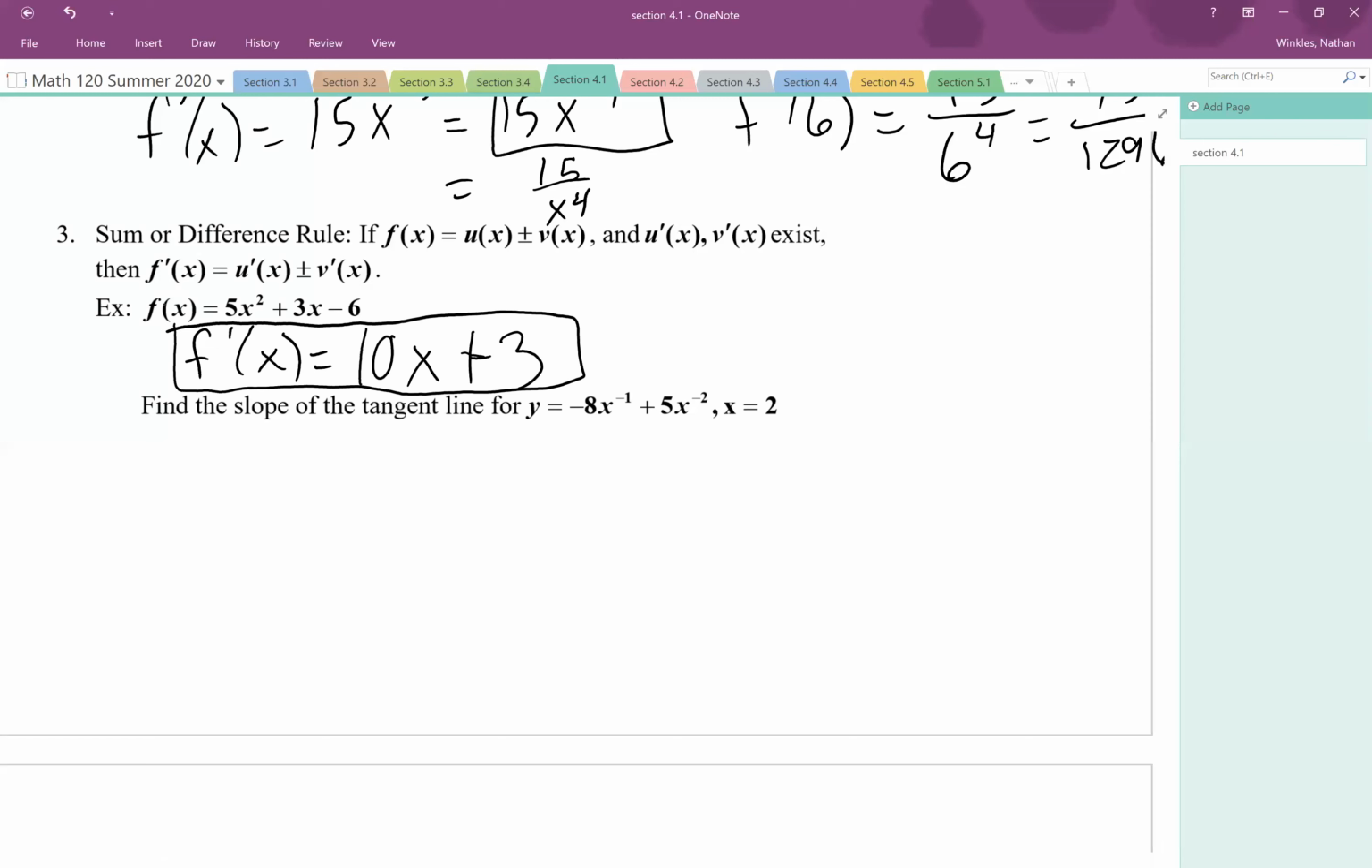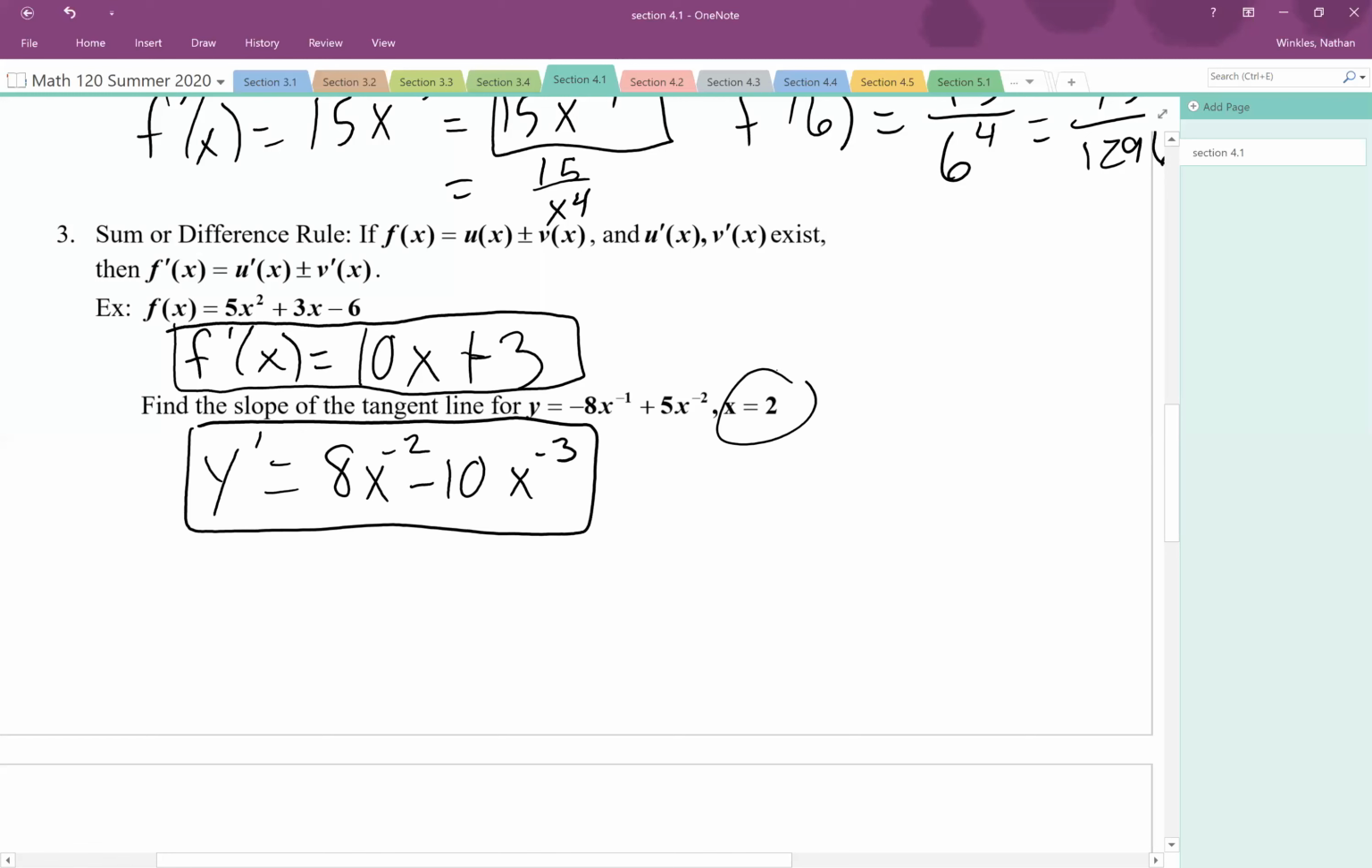Just like before, when it talked about that we could find tangent lines and slopes of tangent lines, those are the applications we're going to be talking about for a while on our derivative. So we're told find the slope of the tangent line for y equals negative 8x to the negative 1 plus 5x to the negative 2 at the x value of x equals 2. So what we're looking for here is y prime equal to 8x to the negative 2 minus 10x to the negative third. That is our derivative.